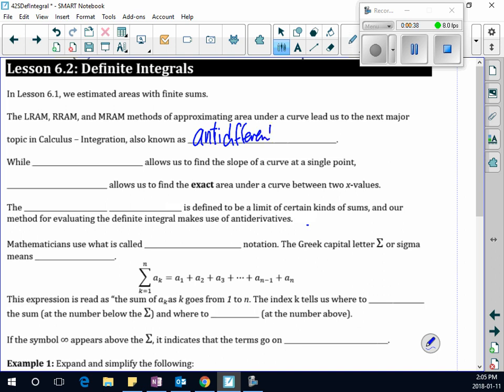Differentiation. I said that wrong. Differentiation allows us to find the slope of a curve at a single point. Integration, or anti-differentiation, allows us to find the exact area under a curve between two x values.